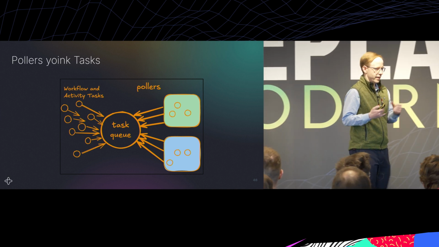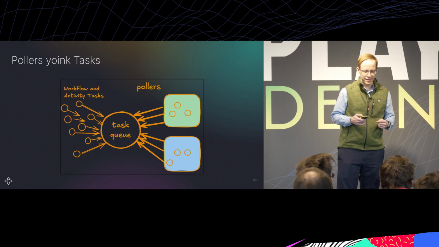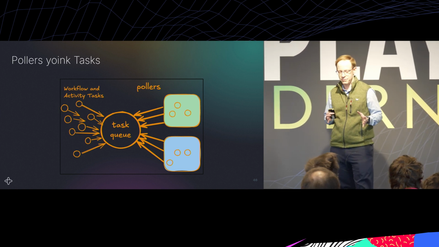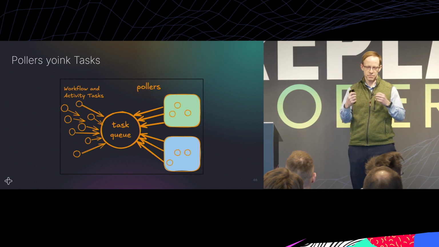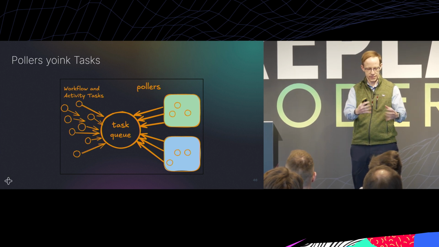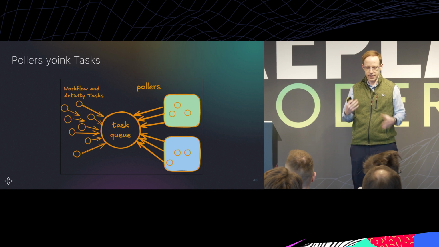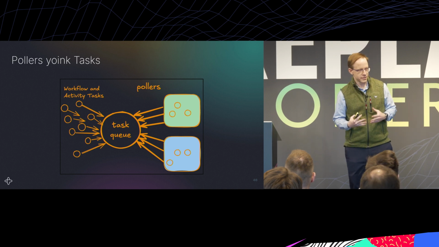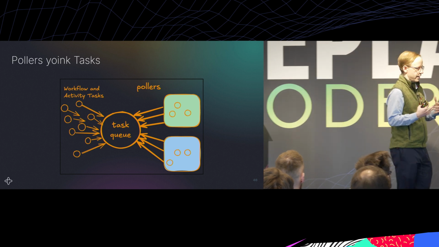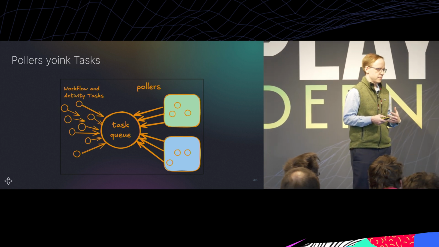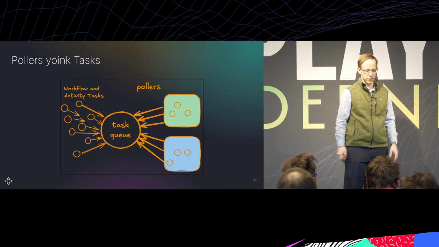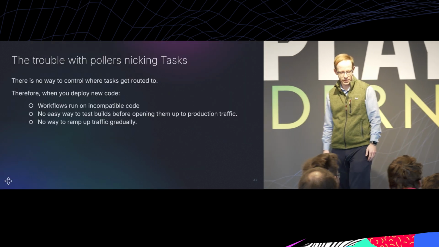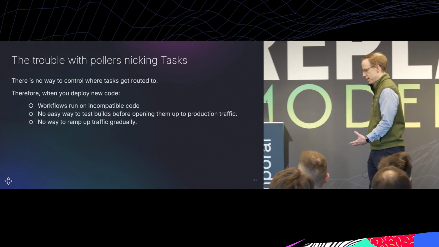They yoink your tasks from you. The way that works today is workers pull for work, and they're hungry. They're like, please give me cans of soda to execute. And they are pulling what's called a task queue. The task queue is receiving tasks from workflows and activities, but there's no ability for you to decide which puller gets which thing.